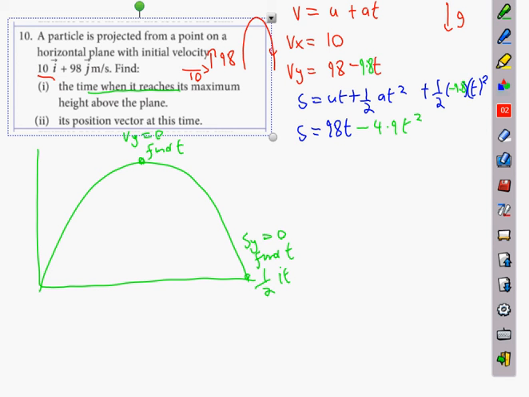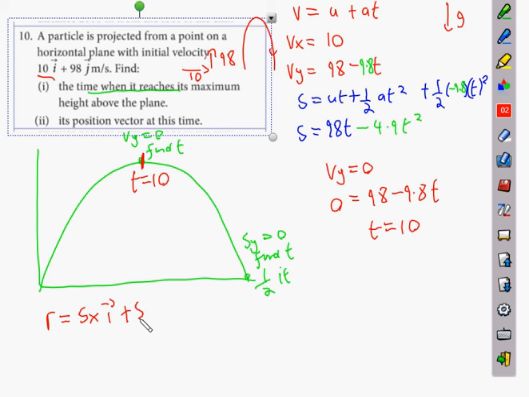So we're going to get Vy equals 0, so 0 equals 98 minus 9.8T. T equals 10. So it takes 10 seconds to reach the top. Now, it's going to ask you for a position vector. A position vector is basically your Sx times I plus your Sy times J. It wants to know how far across and how far up in the air you are.